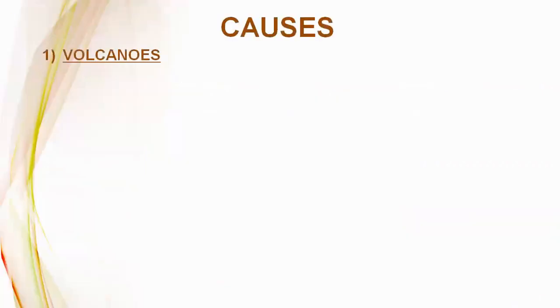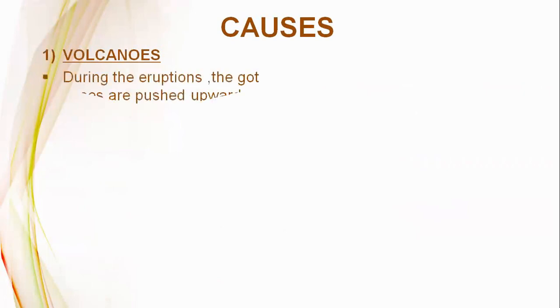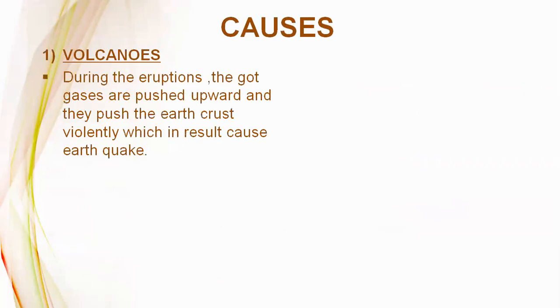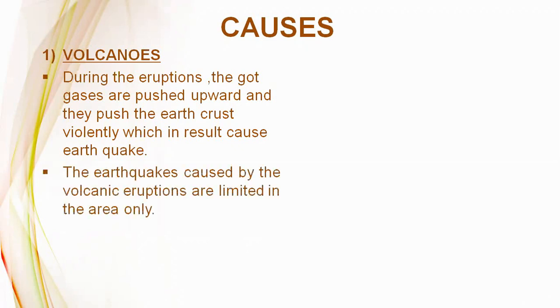Causes. First cause is volcanoes. We have already learned about volcanoes in our previous chapters. During the eruption of the volcano, lots of gas and lots of pressure are released. In that process, they push the earth crust very violently, which causes the earthquake or the shaking of the earth crust. The earthquakes caused by the eruption of the volcano are only limited to the region where the eruption of the volcano takes place.